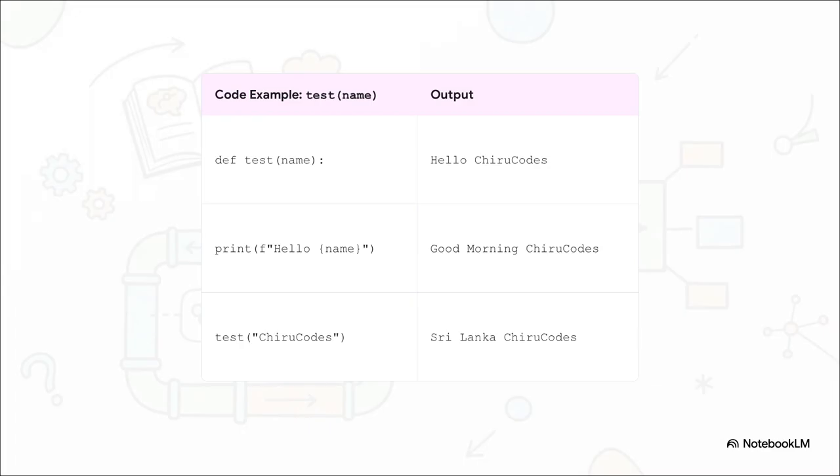And here you can see it all come together beautifully. We call our test function and pass in the argument ChiruCodes. Inside the function, Python takes that value and assigns it to the name parameter. And just like that, our greeting isn't static anymore, it's dynamic. It produces this totally personalized output.